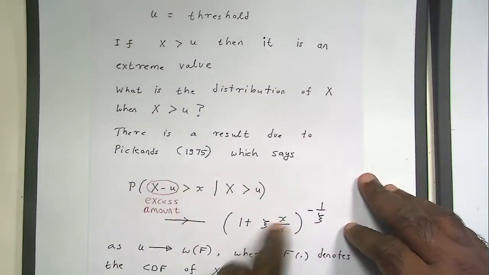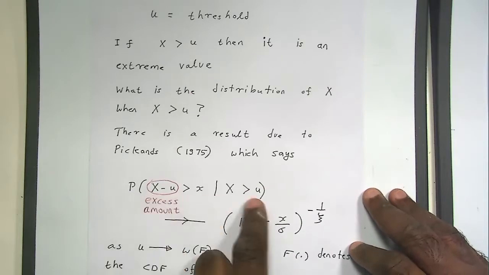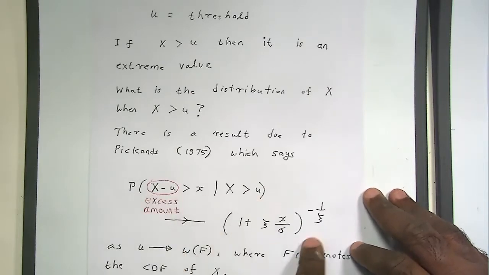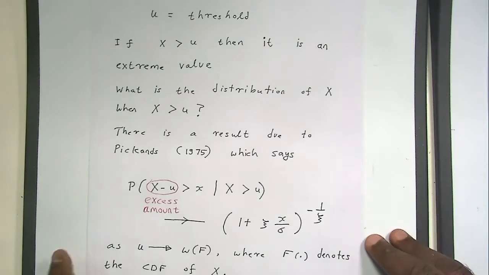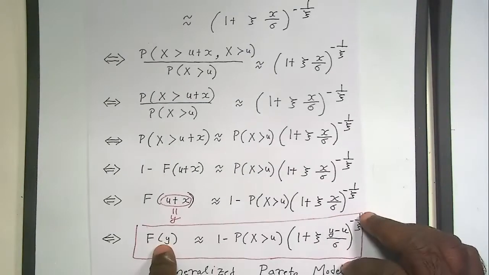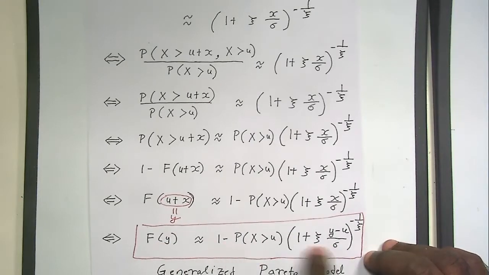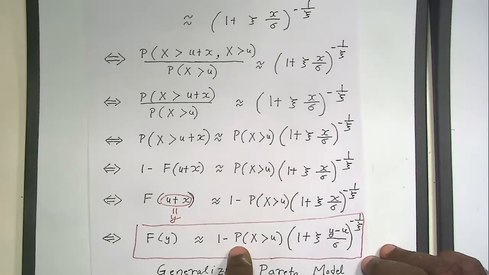And this is where the result due to Pickands comes in. It says that the conditional probability of this happening, given x is greater than u, approaches this as u approaches the upper endpoint of f. Here f is the CDF of x. Using this result, we can argue, this is the argument I showed yesterday, that the CDF of x, which is f, is approximately equal to this. And this is known as the generalized Pareto distribution, right?